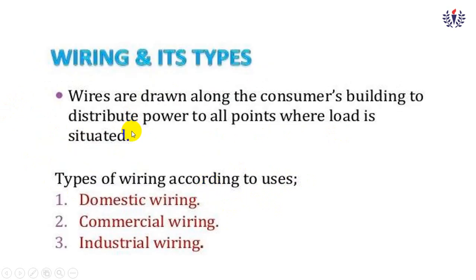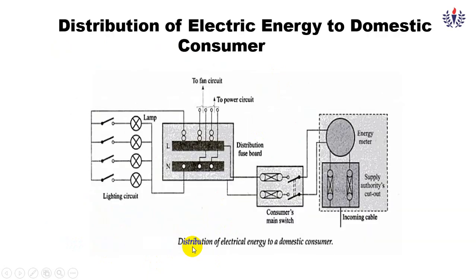Generally, as per the usage, it is classified as domestic wiring, commercial wiring, and industrial wiring. We are going to see about the domestic wiring based on the consumer's building. We are categorizing it, but actually, what are the types of wiring that we are going to see? Before that, what is the domestic wiring?